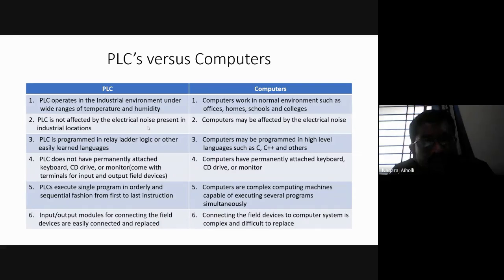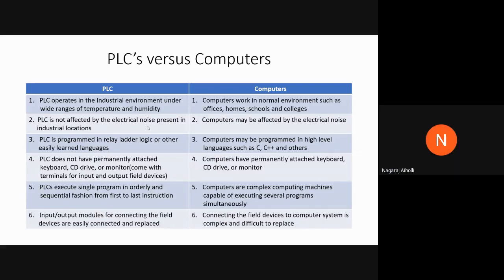PLCs execute the programs in a sequential manner. Note the difference here, students. How does the PLC execute the programs? PLC executes the program one after another. Every instruction is executed after the previous instruction gets executed. If you are executing the next instruction, first the previous instruction should get executed and then only the next instruction gets executed. It is in a sequential fashion.